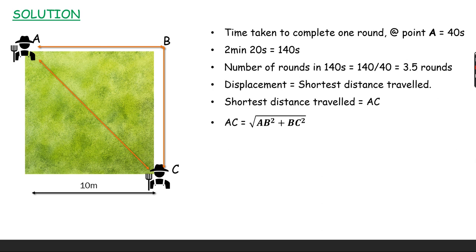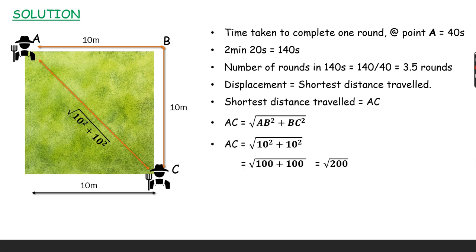Then, in a square field, we have angles of 90 degrees. So a square has an angle of 90 degree. So for 90 degree, this ABC can form a right angle triangle. So according to Pythagoras theorem, for any right angle triangle, I can write AC is equal to root over AB square plus BC square. Now I know AB is 10 meter, BC is 10 meter. So AC will be root over 10 square plus 10 square, which is root over 200. So now on simplification, I can find the displacement to be 10 root 2 meters.